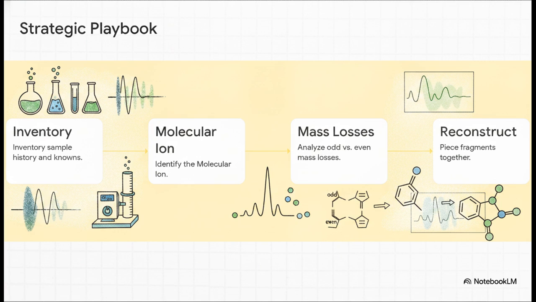Third, analyze the high mass peaks to determine if the mass losses are odd or even. Like if there's no nitrogen present, an odd mass loss usually means a simple cleavage, while an even loss hints at a complex rearrangement. And finally, step 4, look for recognizable fragments and piece them all back together. Continually compare your proposed structure back to the raw data to see if it holds up.